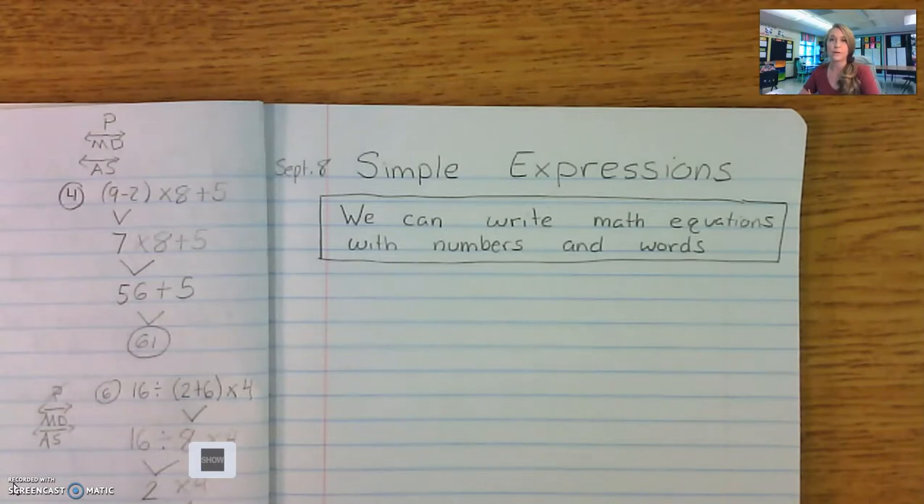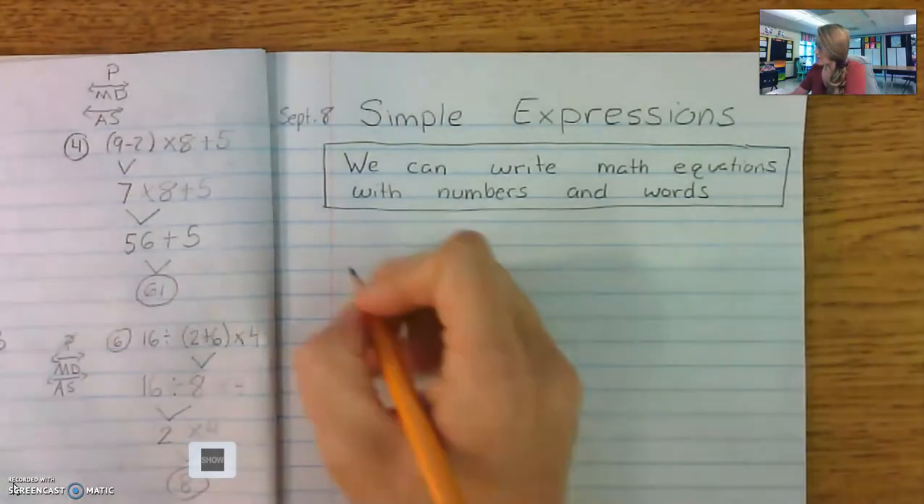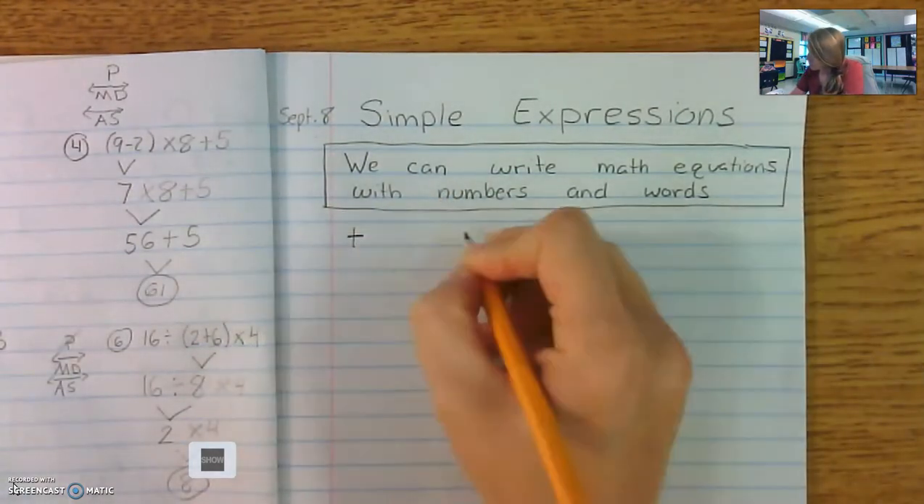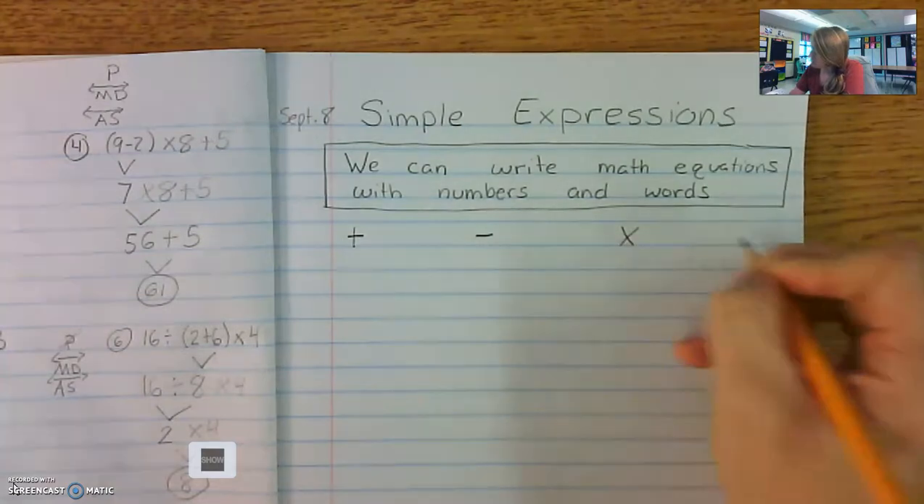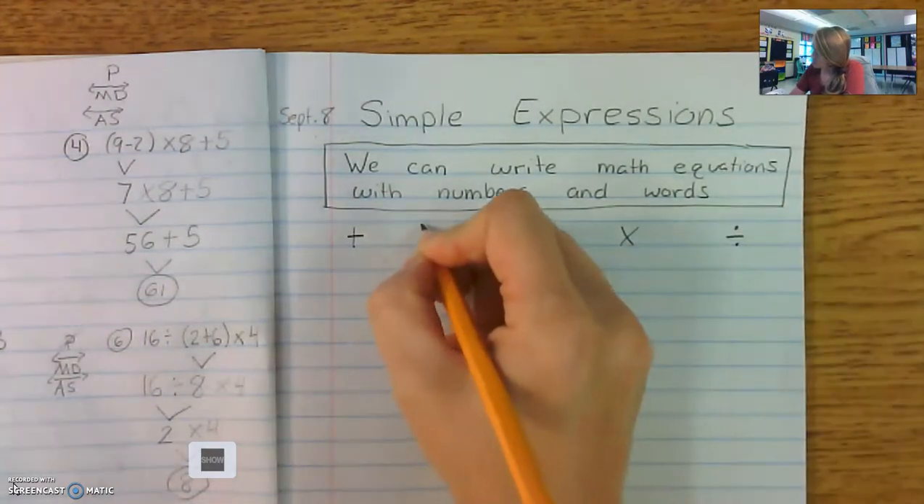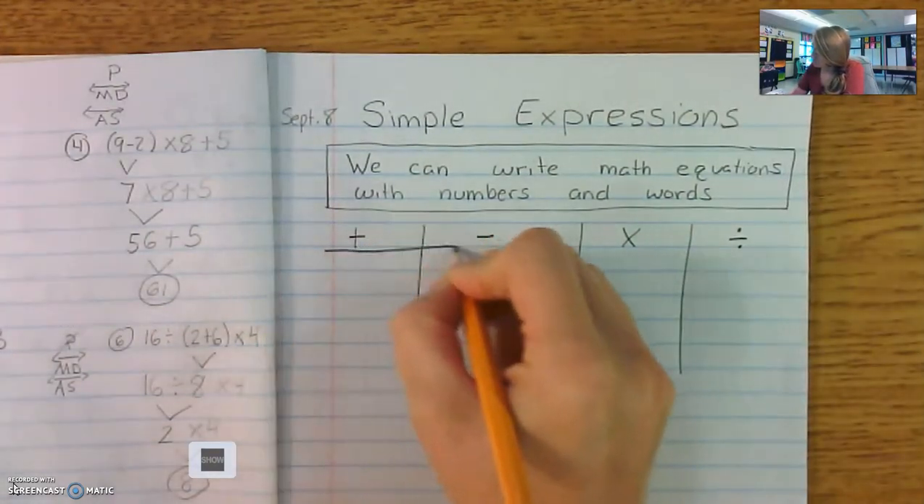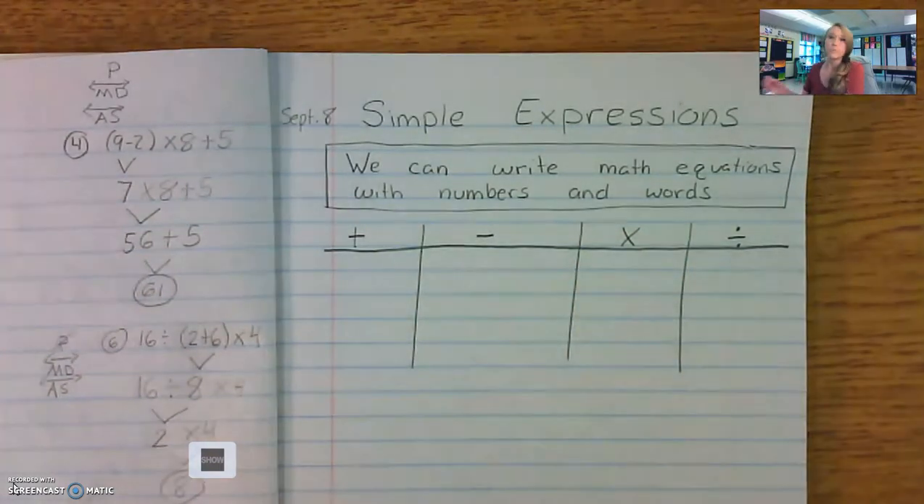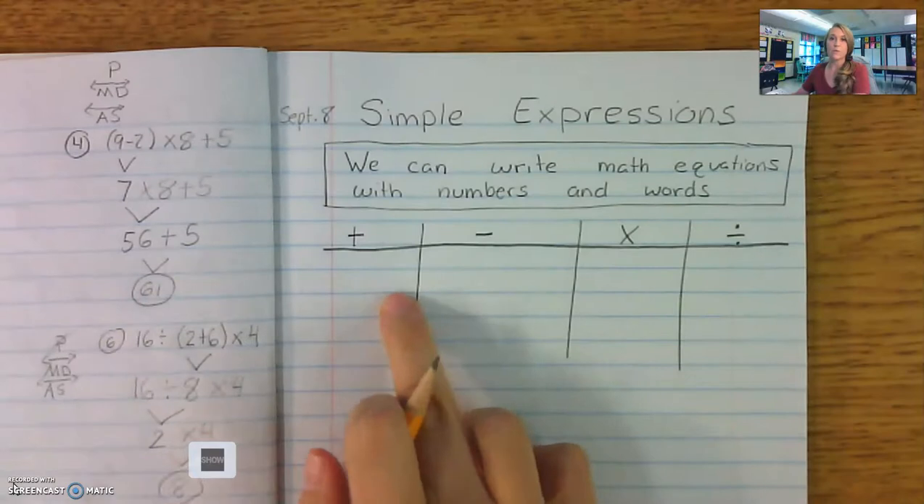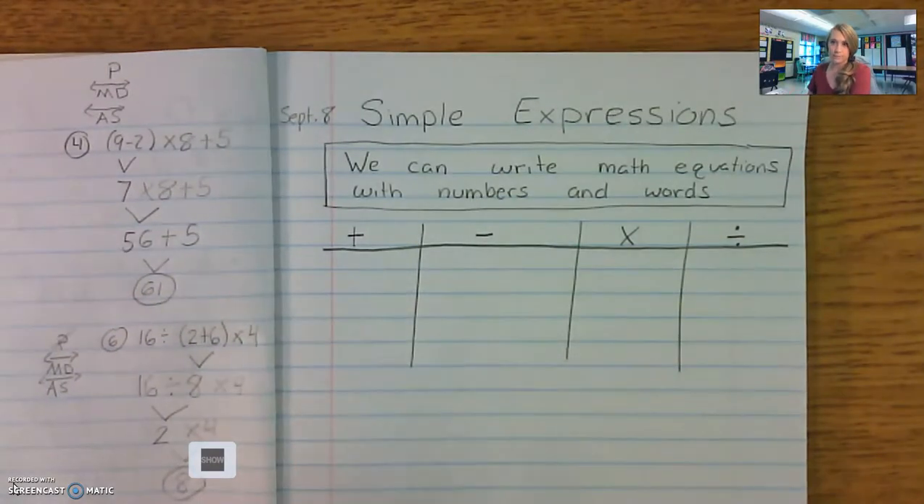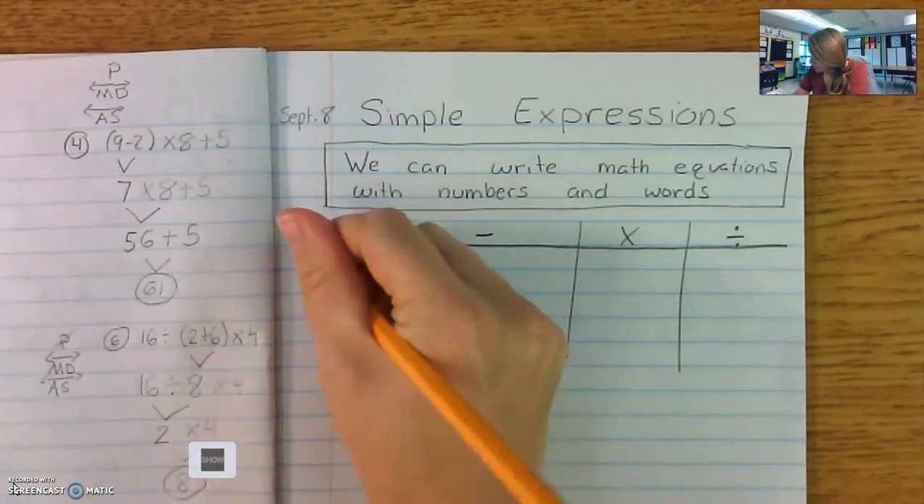All right, once you have that written, we're going to create a table to help us think about some words that we might see to represent addition, subtraction, multiplication, and division. All right, so our table across is going to have addition, subtraction, multiplication, and division. So let's think of some words that we can use that represent addition. Well, the first one that probably comes to your mind is add, right?